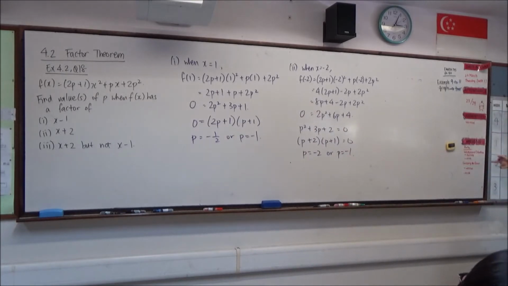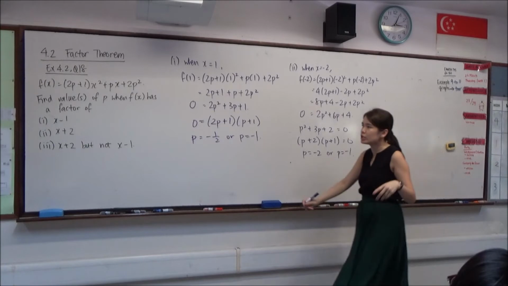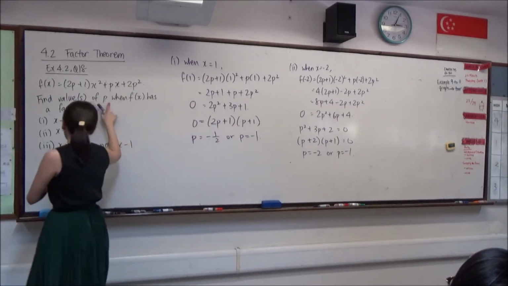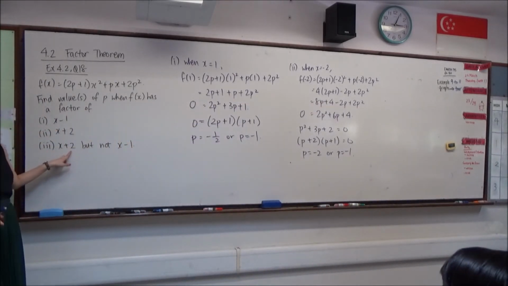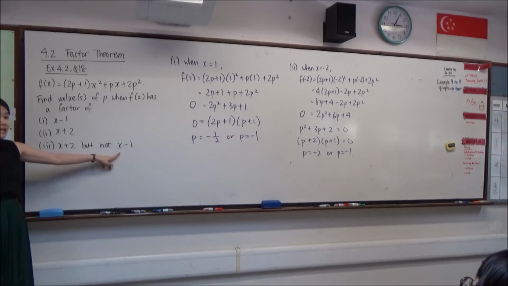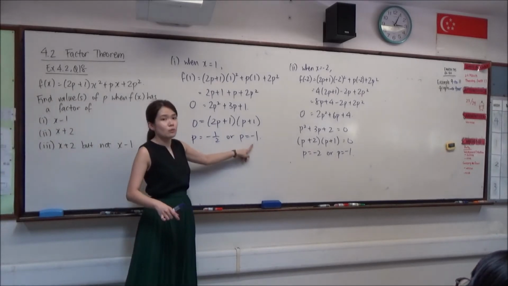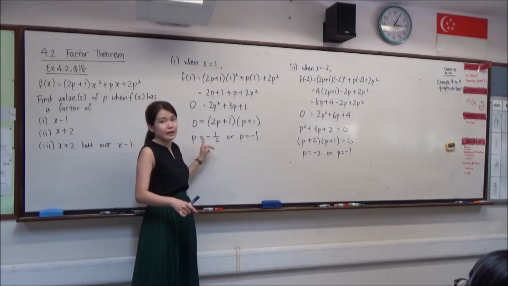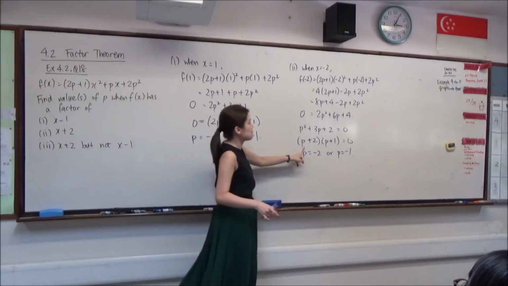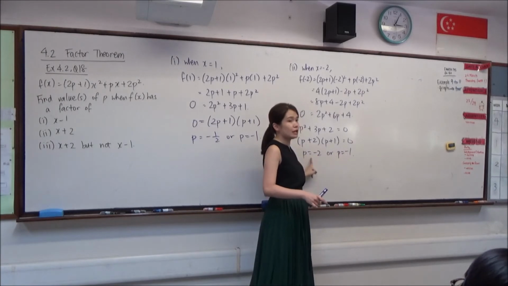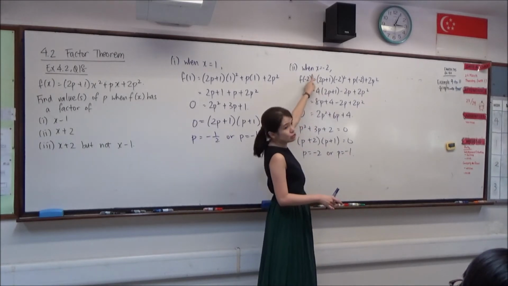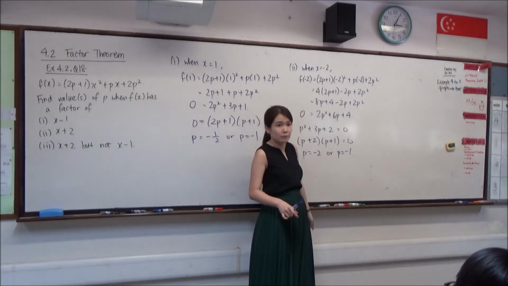Or negative 1. So looking at part 3, the question is asking for a value of p whereby x plus 2 is going to be a factor, and x minus 1 is not going to be a factor. For x minus 1 to be a factor, we need p to be either of these two values. And in part 2, p having these values will allow x plus 2 to become a factor of the polynomial.